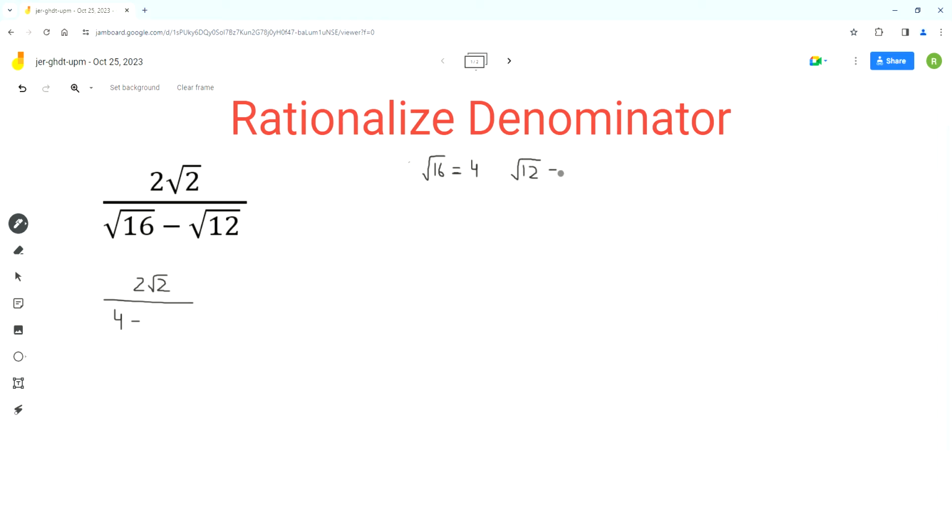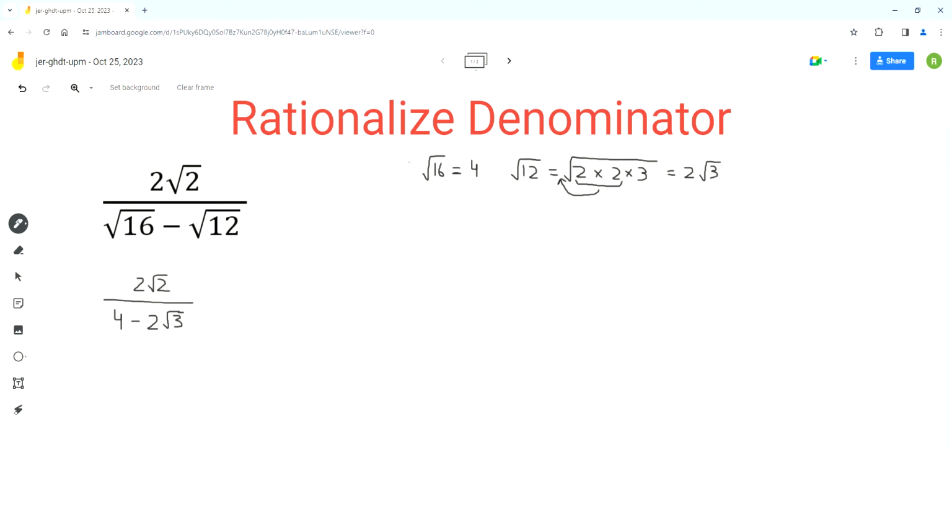So we have to break down 12 into its prime factors, which are 2 times 2 times 3. Now the two 2's come out as a single 2 in front of the square root. So we get 2 times square root of 3. So that is the next term in the denominator. We can simplify this expression further by common factoring 2 from the denominator.